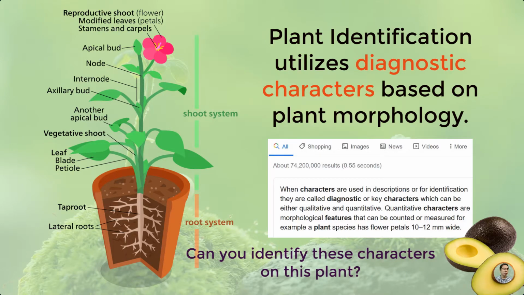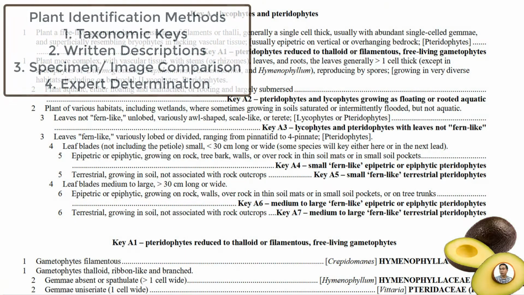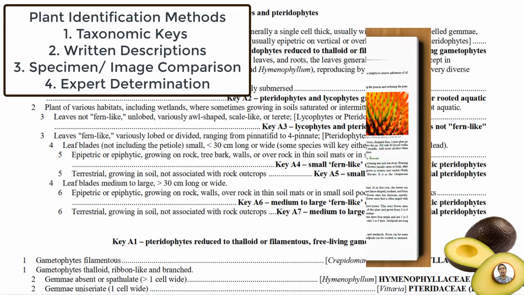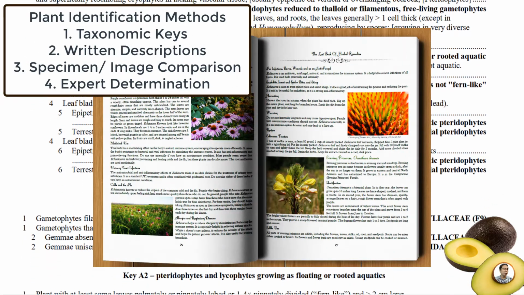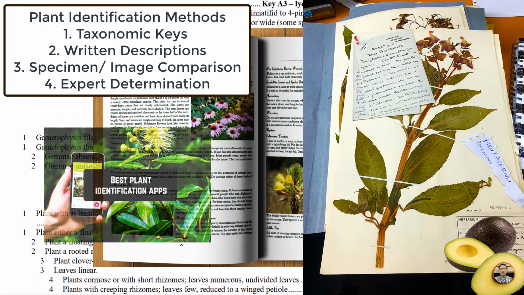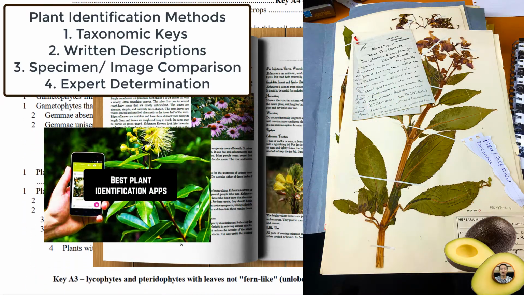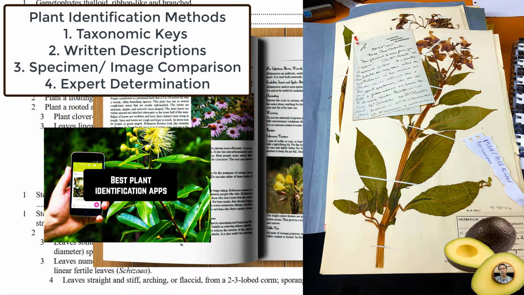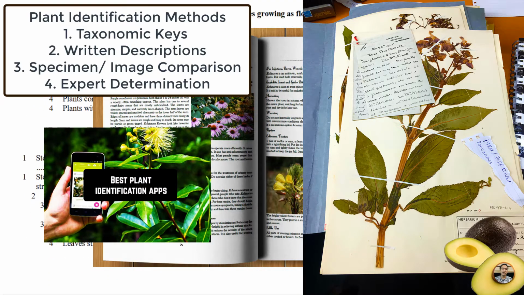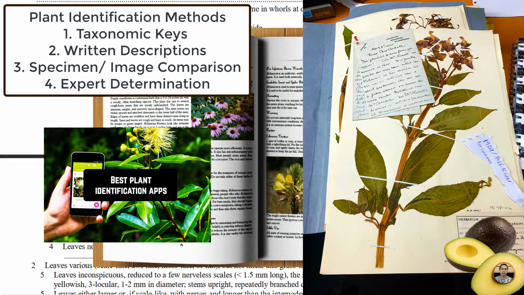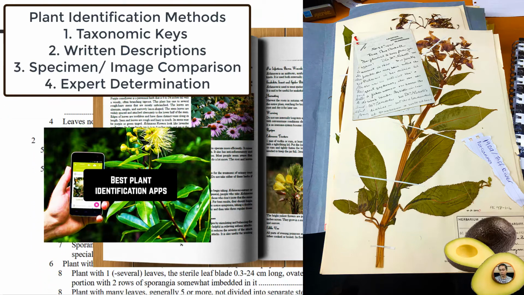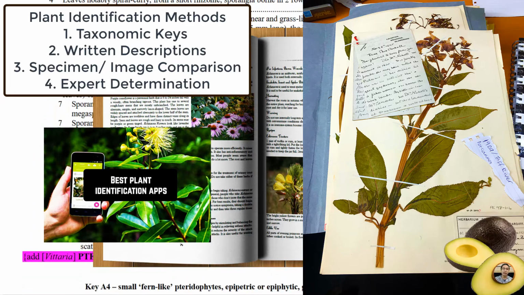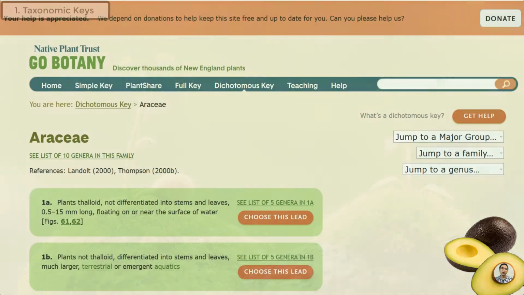Now, there are many ways or methods to identify plants. Now that you know the basic nature of identifying things, let's look at taxonomic keys, written descriptions, your specimen and image comparisons, and of course your expert determination. All of these utilize known data to be able to identify the unknown at hand. So let's start here with taxonomic keys. Now I have mentioned this already in the first video of the series.